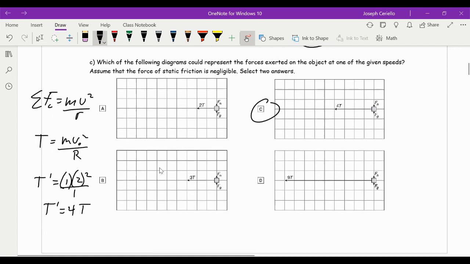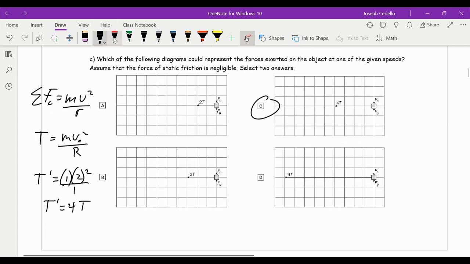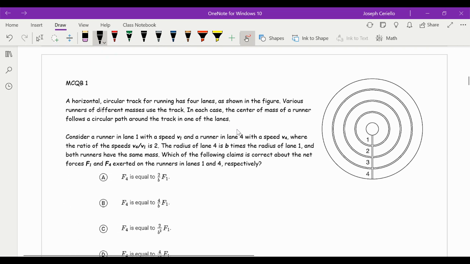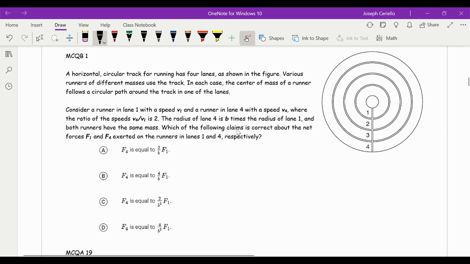Now when I triple the velocity, T prime equals 1 times 3 squared over 1, because the only thing that's changing is v. So I get 9T. That'd be choice D. Now I could do this with any of the variables, but for now with this specific question, it was focusing on v. So try this one on your own, then I'll go through it. Just pause the video and try it on your own.